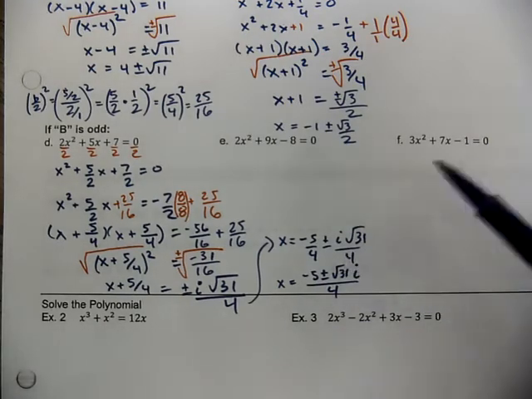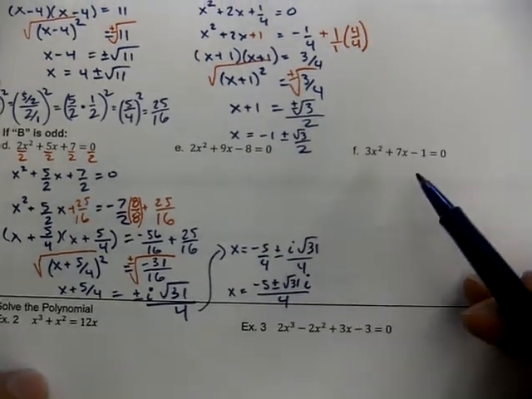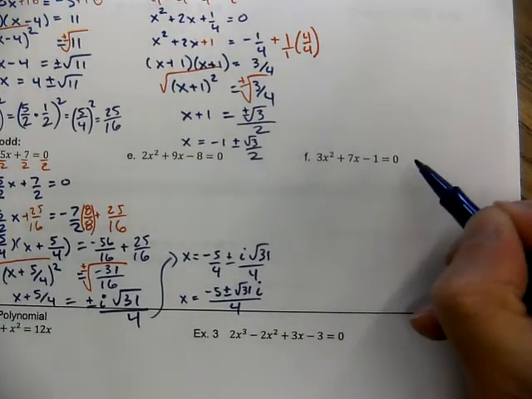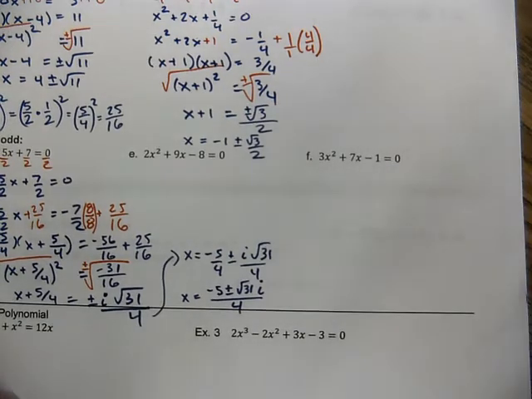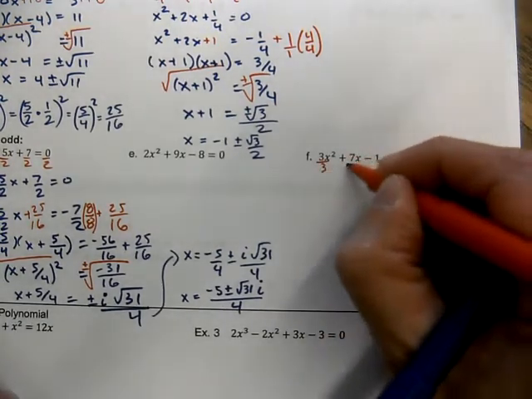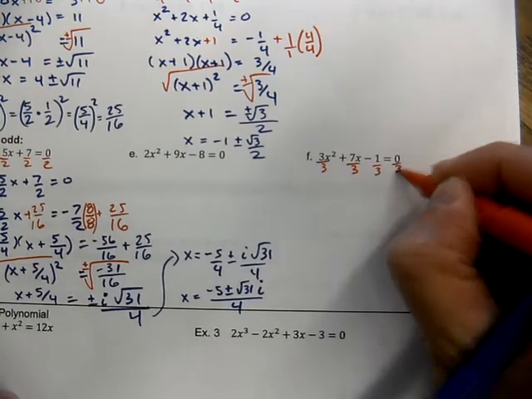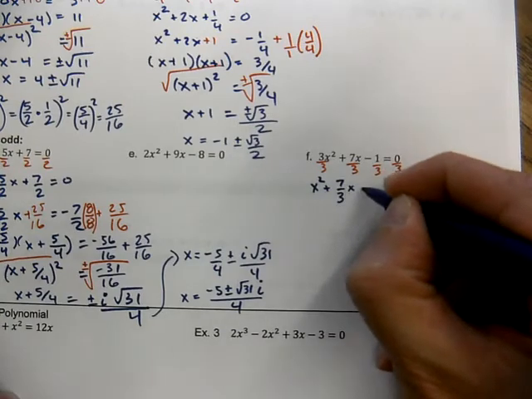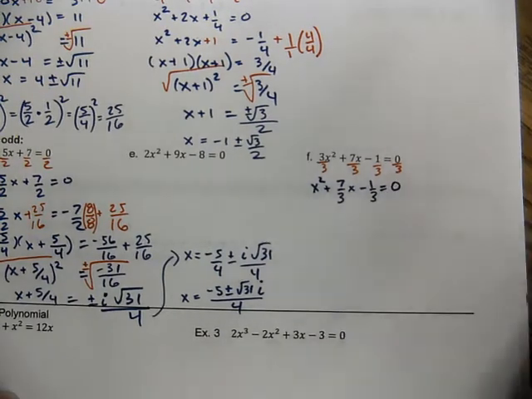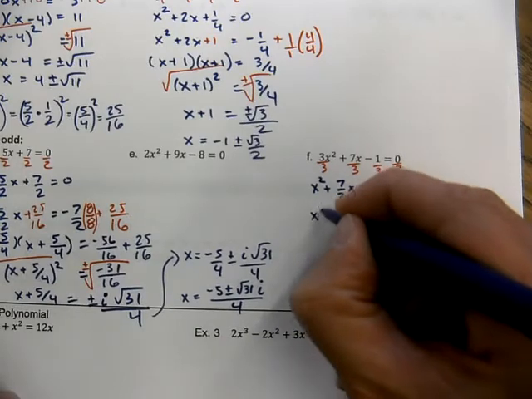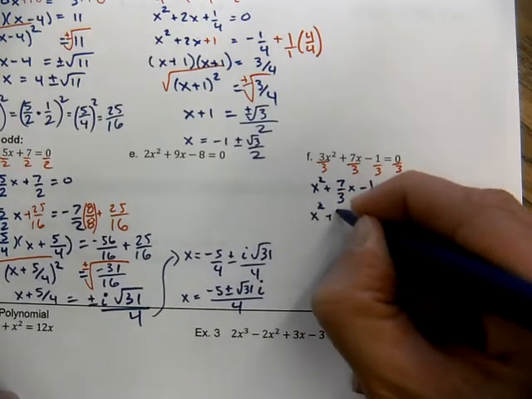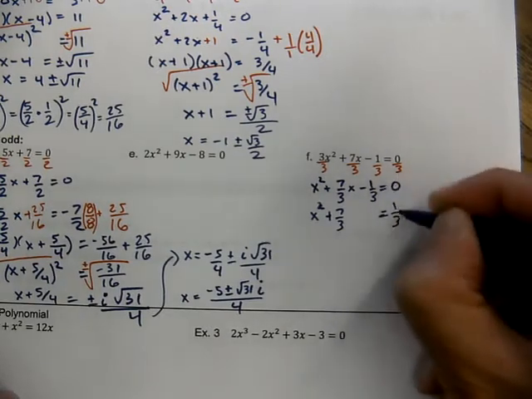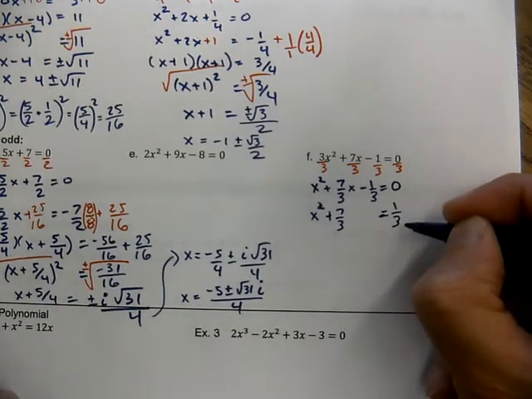So let's do one more of these and we'll take a look at part F since I've got room over here. So we have 3x squared plus 7x minus 1 equals 0. Step number 1, divide every term by 3. All right, so we have x squared plus 7 thirds x minus 1 third equals 0. Again, move that constant term to the right-hand side. So x squared plus 7/3 x equals positive 1/3. So again, watch your sign as you move the constant term to the other side.